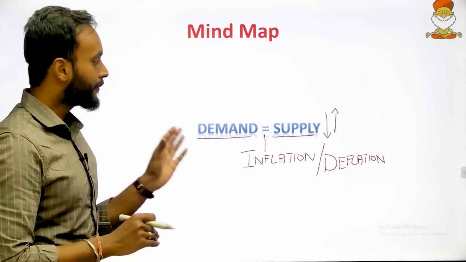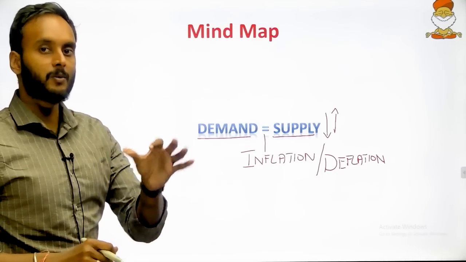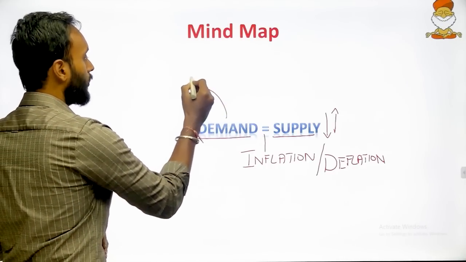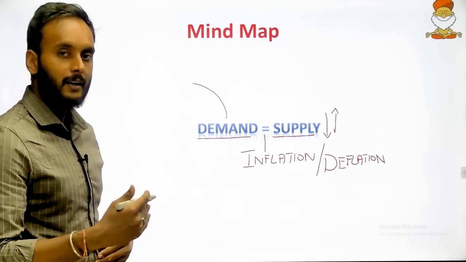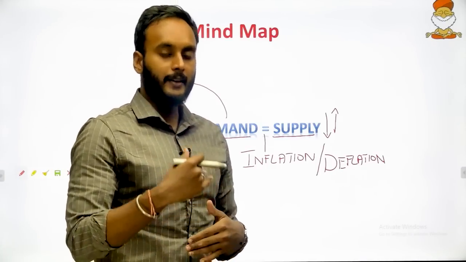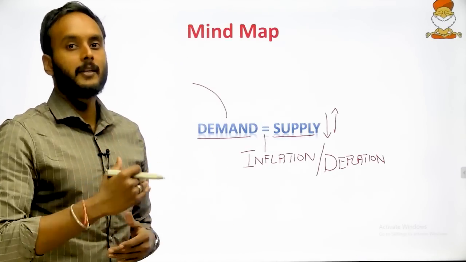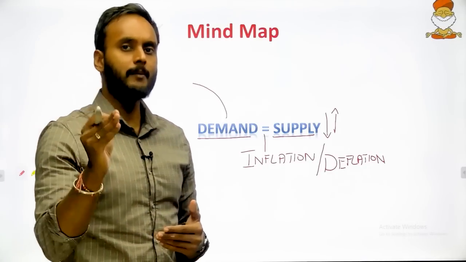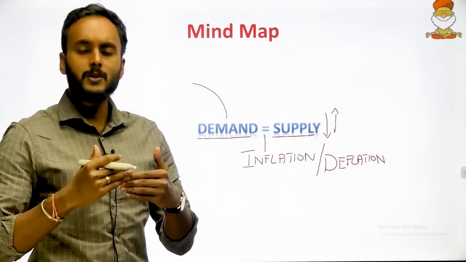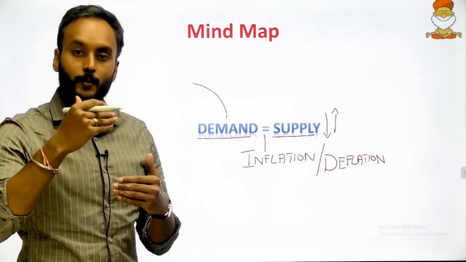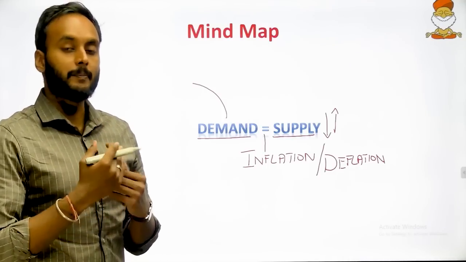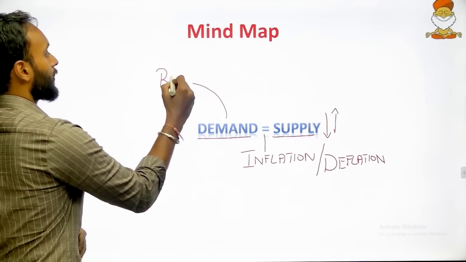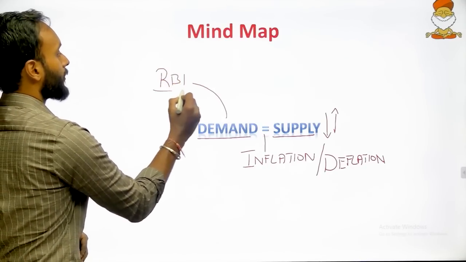So, since the demand is linked specifically to money, we will be linking the demand part of the economy to the institution that handles the money flow in the economy, the institution that issues the money. And as you guessed it right, which is the primary institution that determines how much money should flow in the economy, how much money should be printed? The primary institution for that is the Reserve Bank of India, RBI.